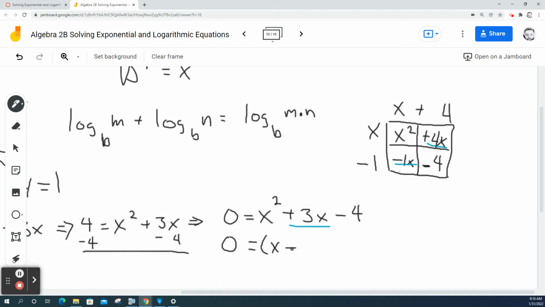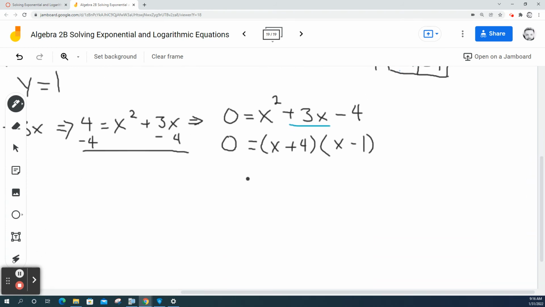So x plus 4 times x minus 1, those are the factors. That's the prime factorization. So now remember, to solve this, I'm just going to take each one of these and I'm going to say x plus 4 equals 0, and I'm going to say x minus 1 equals 0, right?